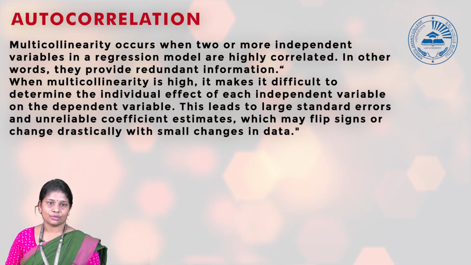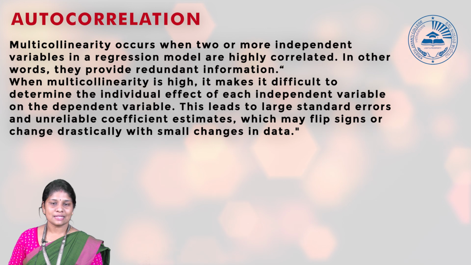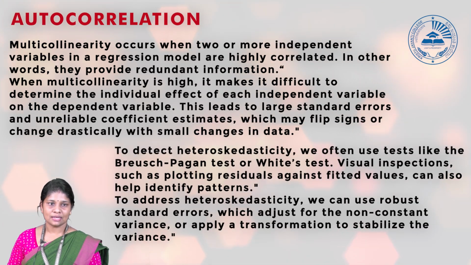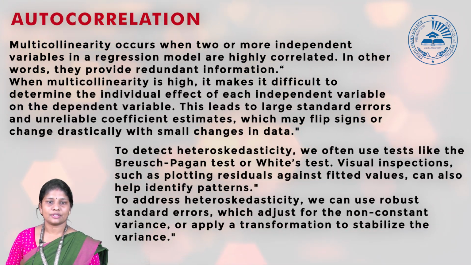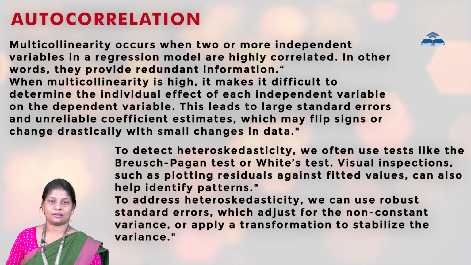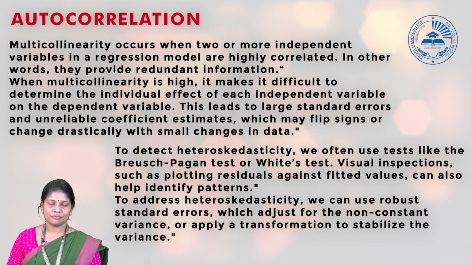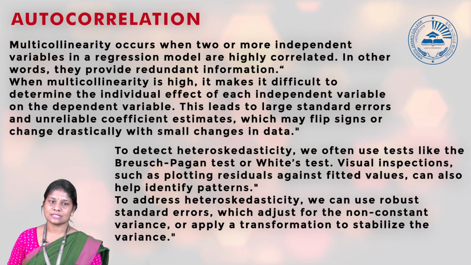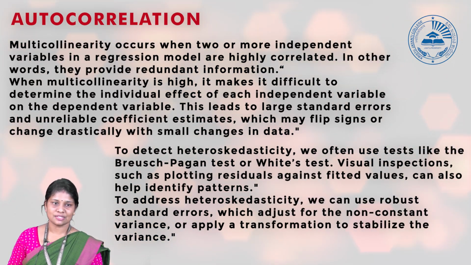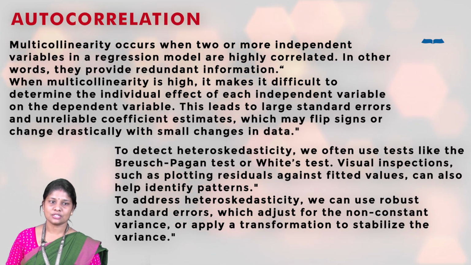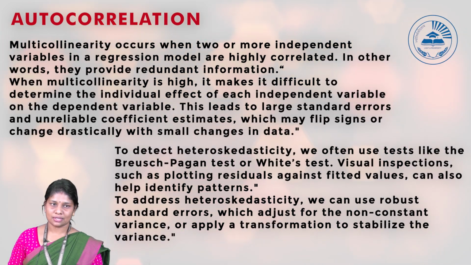To detect autocorrelation, we use tests like the Durbin-Watson test, and we look at the residual plots to check for patterns over time. To address autocorrelation, we usually use a method like GLS, or generalized least squares, or add lagged variables in the time series model to account for the correlation structure.